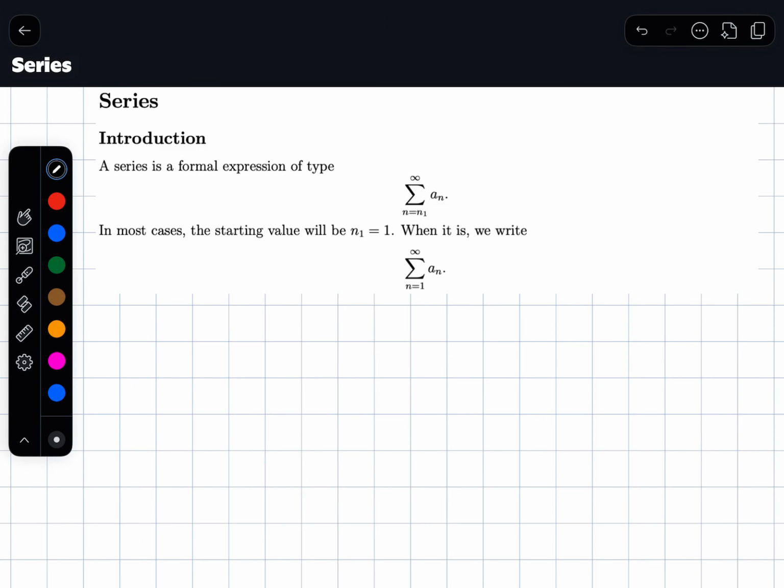If you look closely at this notation right here, you're going to see that it's a regular summation notation that you've likely seen before, with one small difference: the upper limit for the summation is infinity. So let's discuss very quickly what that means.